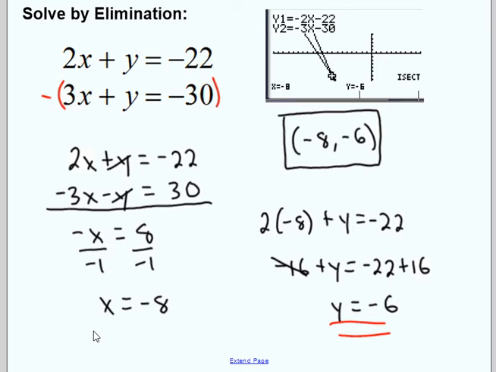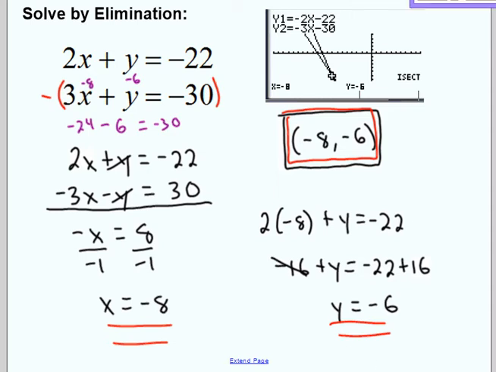Guys, look at that. It's deja vu all over again. That's the point when x is -8 and y is -6. Hey, I could always check it. I'll plug -8 into here for x and -6 into here for y. 3 times -8 would be -24. Then a positive and a negative make a -6. -24 minus 6 is -30. That's what I was supposed to get. So boom, we've solved that by elimination.